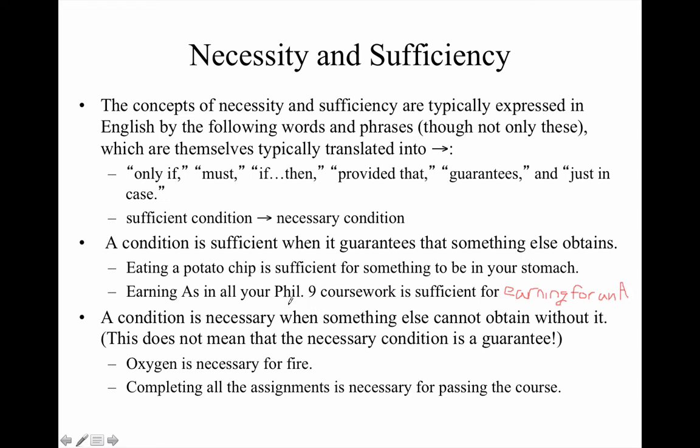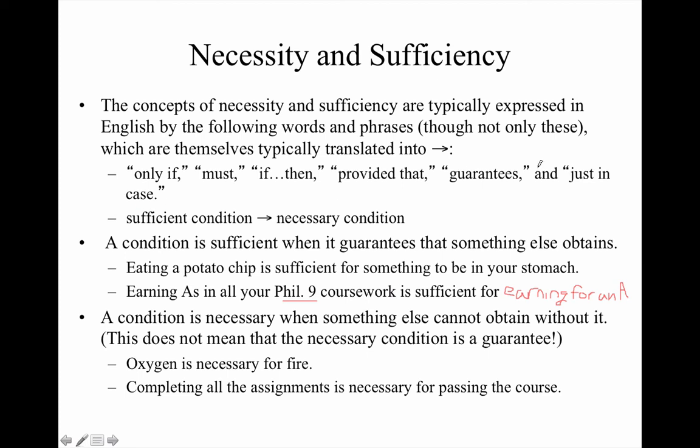Anyway, Philosophy 9 is symbolic logic for those of you who are working in a course with a different title, but that is symbolic logic or formal logic. Anyway, so back to sufficiency. Earning A's is sufficient for earning an A in the course. Eating a potato chip is sufficient for something to be in your stomach.